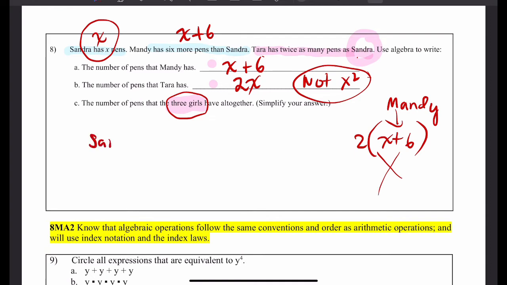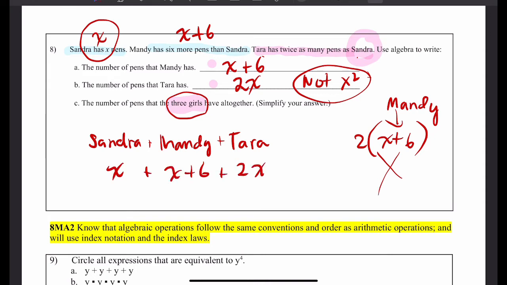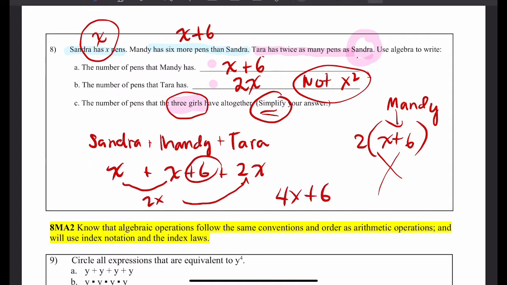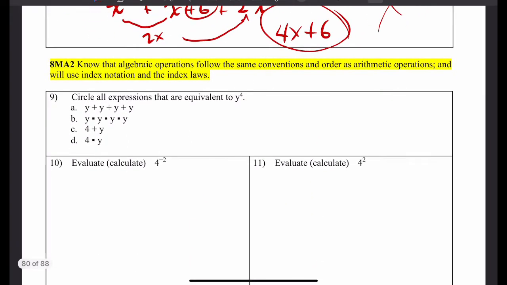So this should be Sandra plus Mandy plus Tara. So Sandra has x, Mandy has x plus 6, and Tara has 2x. Now simplify your answer. So x plus x is 2x, okay? Plus 2x is 4x plus 6, okay? So this is the answer. Read the question carefully, okay? So let's go to question number 9.